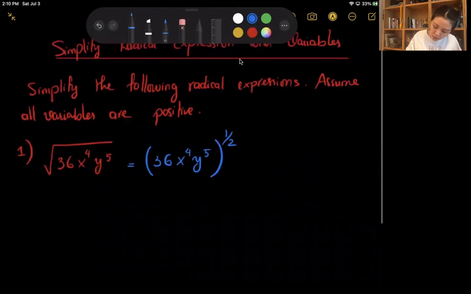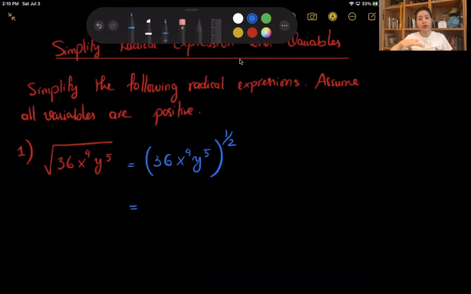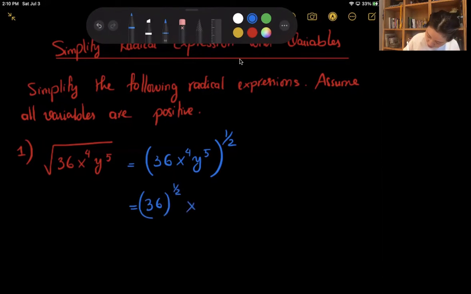Okay, so if you remember, one of the rules of the exponents is that if you have a bunch of terms and you raise that whole thing to another power, then all you have to do is take each of the terms and raise it to the power, right? So I'm going to take 36 raised to the 1/2, x to the 4 raised to the 1/2, and y to the 5th raised to the 1/2. Okay, so it'll be 36 to the 1/2, x to the 4 to the 1/2, y to the 5th to the 1/2 power.